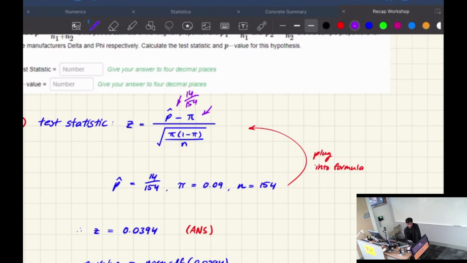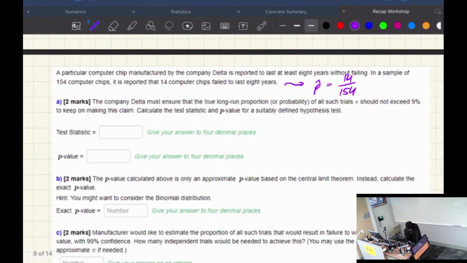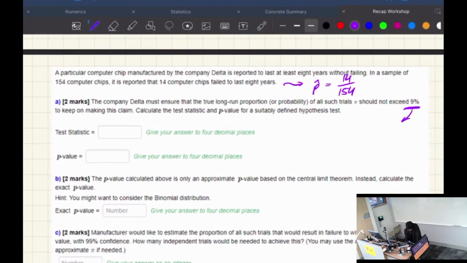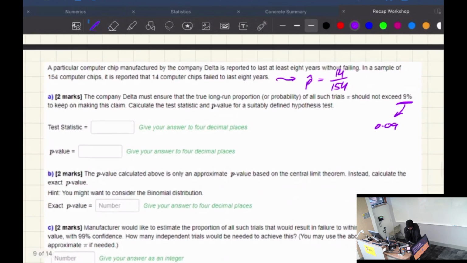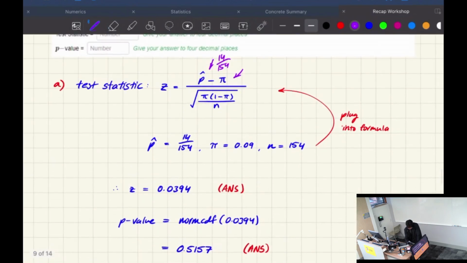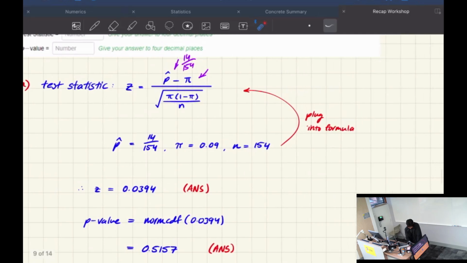The pi value, they've given it to be 0.09, okay? Now, all we need to, oh, actually, we also have to find n. What do you guys think n is? Our sample size. 154. 154. Okay. Now, substituting this in, all over here, this equation, we get our test statistic to be 0.0394. Okay? So plug all of these into the formula up here.